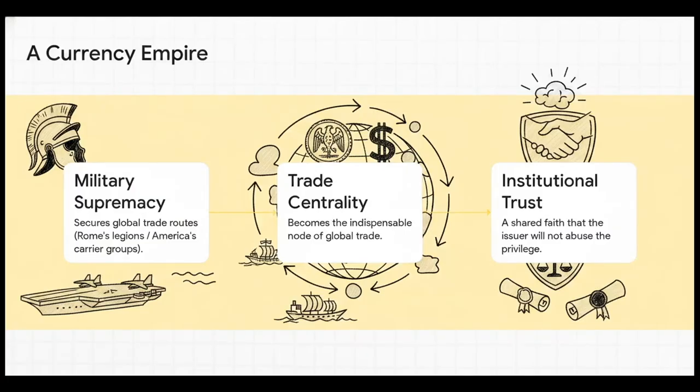So this is the key formula, broken down into those three pillars. Pillar 1, you have to have military might. You need it to secure trade routes and project power. Think Rome's famous legions, or today, US aircraft carrier groups. Pillar 2, your currency has to be at the very center of global trade. For Rome, all roads led to the Mediterranean. For the US, it's all about the huge dollar-based markets for things like oil. But it's that third pillar, institutional trust, that's both the most critical and, as we'll see, the most fragile.